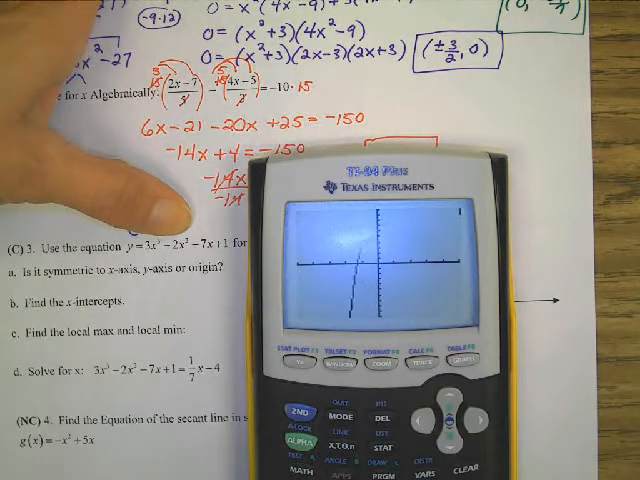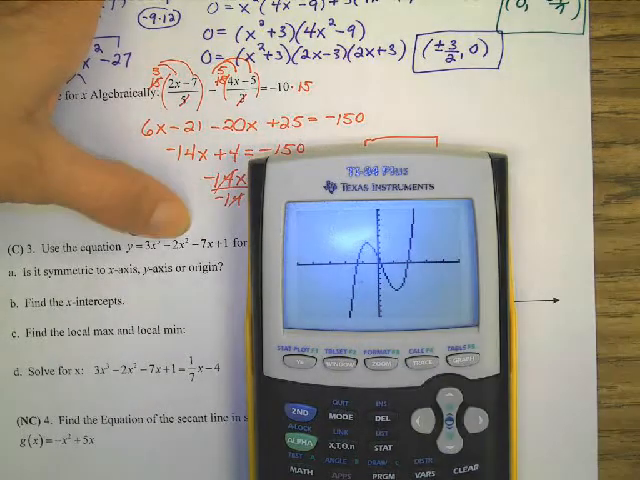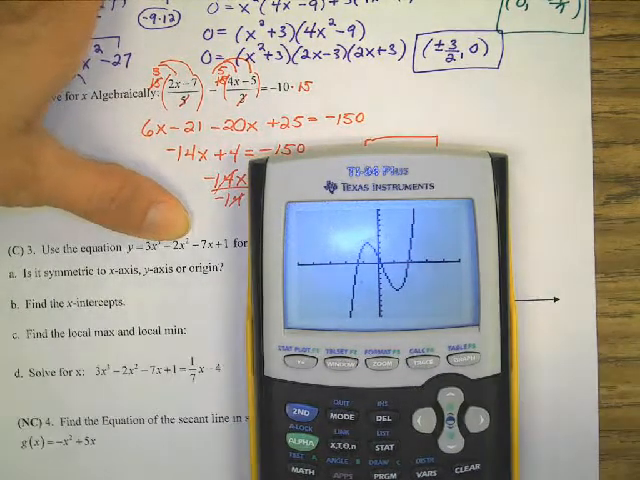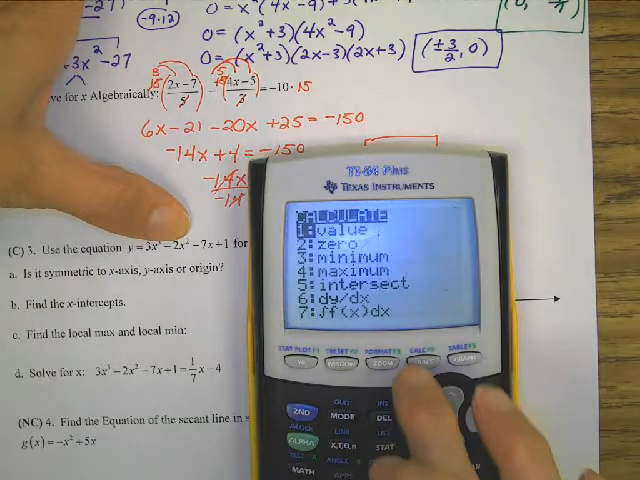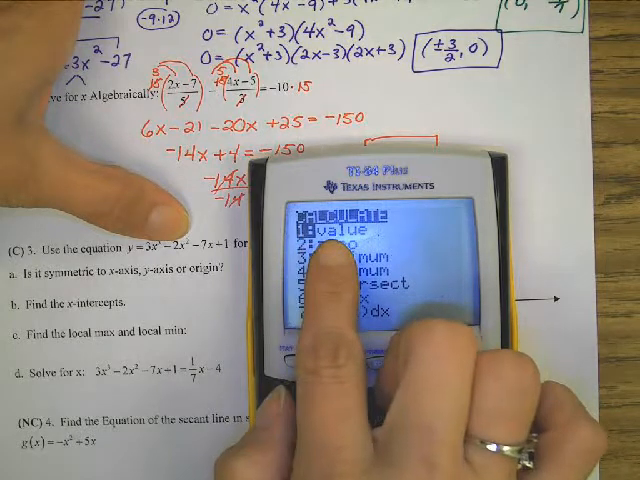Not sure if it's going through the origin or not. So I am going to ask the calculator, are you going through the origin? What I'm going to do is do second calculate and pick number 1, value. So I'm going to ask about x equals 0. Does this graph pass through the origin?